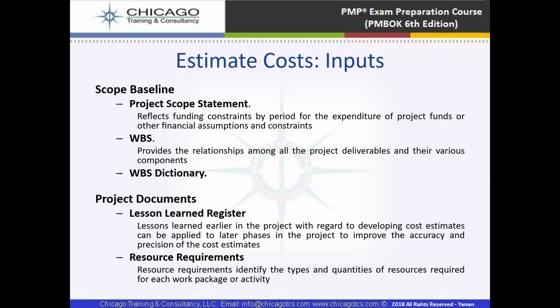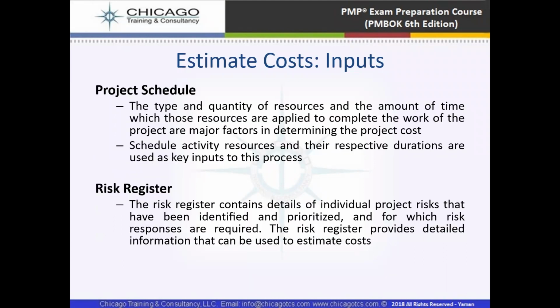We have other inputs like project documents, which include lessons learned. From the previous projects, we should have the lessons learned register, which will show us things for the same particular project. And then there are resource requirements, to identify and estimate the types and quantities of resources required for each work package or activity. So we should know and identify what the resource requirements are here.